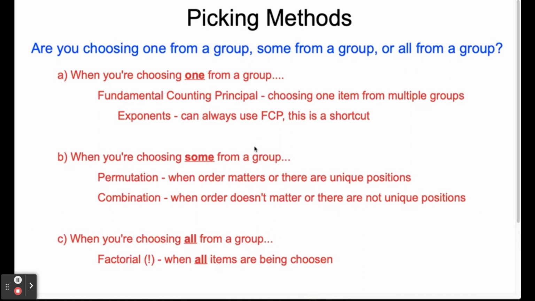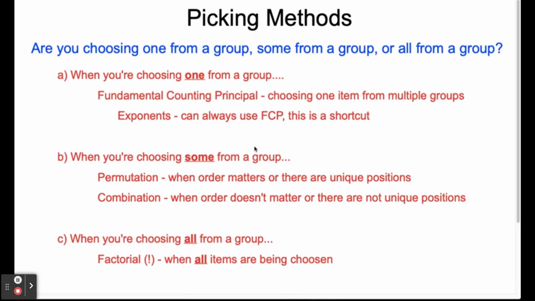In this case, the groups, quote unquote, is each question, and for each question you have an option of true or false. So there's 2 options, and you're doing that 6 times. Answering a multiple choice question is kind of the same thing. If there's 3 multiple choice questions and there's 4 options, you can use the fundamental counting principle for that.